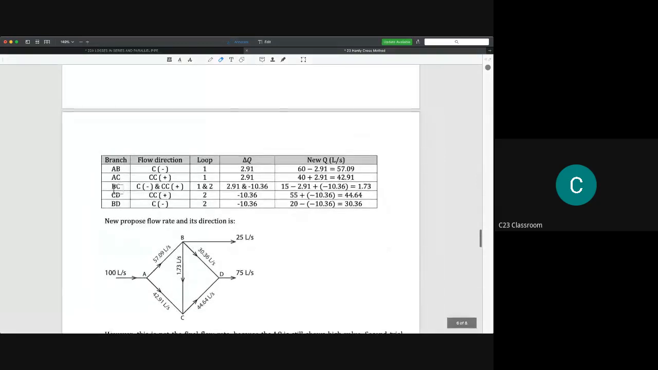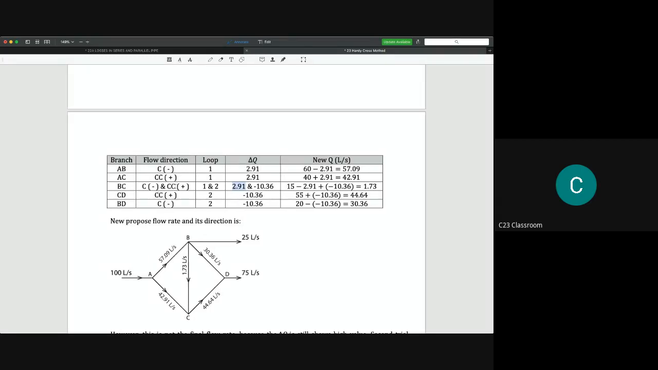For BC, we just calculate it only once. For loop 1, the flow is clockwise, so we need to minus. But for loop 2, the flow is counterclockwise, so we need to add the delta Q. Be careful for the minus here, because it is clockwise direction in loop 1, so we minus the delta Q of loop 1. And for the counterclockwise, we add the delta Q, but this counterclockwise is for loop 2, so we add the delta Q from loop 2.